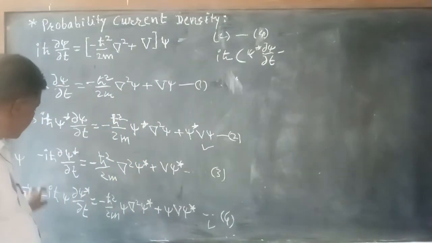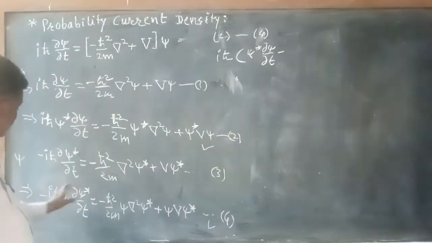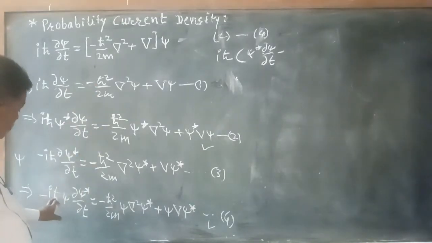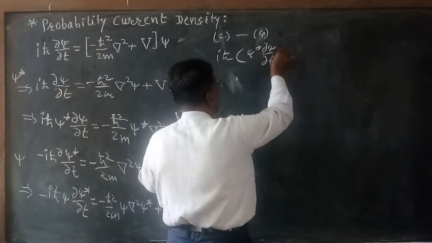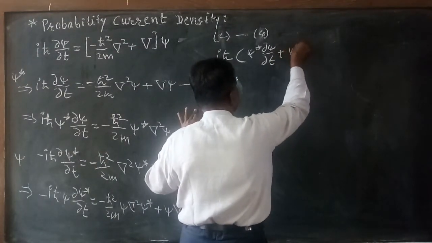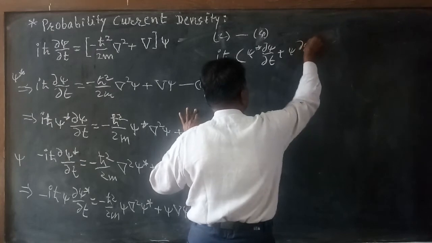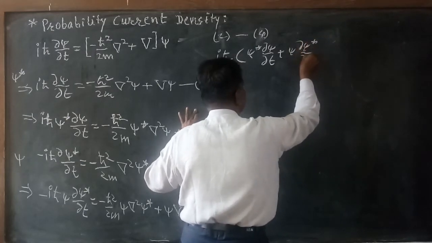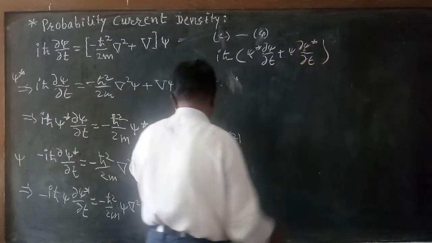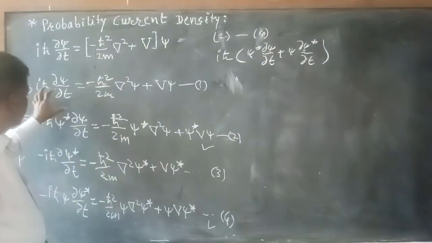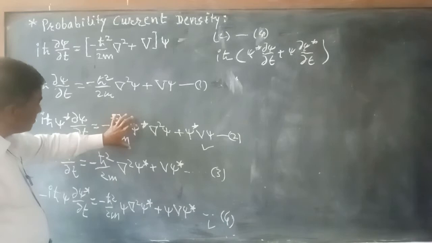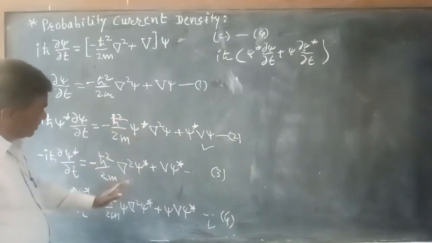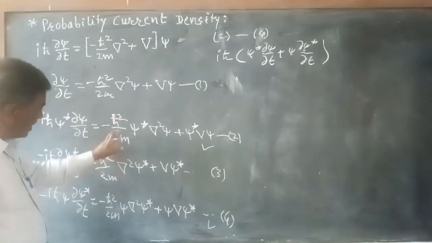psi delta psi star by delta t. Now this equation minus is minus of minus becomes plus. i h cut already we have taken outside, so that becomes the plus side. Psi here, you are getting psi delta psi star divided by delta t. So we are getting the LHS to this side, by adding this and this, that equation is equal to, again taking the subtraction of the RHS side.